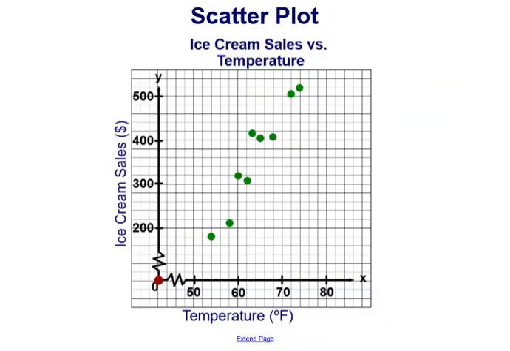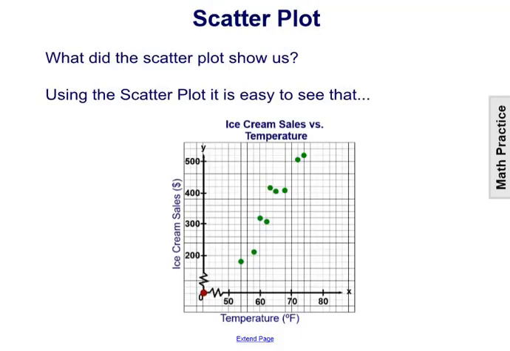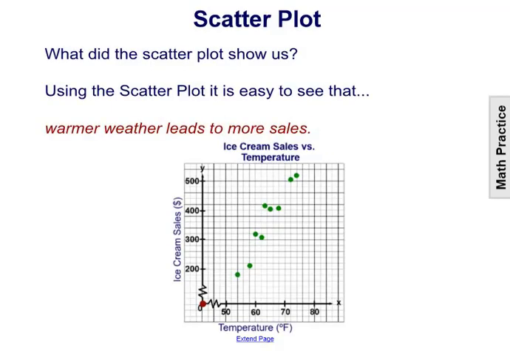We can create this scatter plot. Notice again, our x variable of temperature is on the x-axis, our y variable of ice cream sales is on the y-axis, and we can see our 10 data points are marked with these green points. Now, what did the scatter plot show us? Analyzing, look at the two variables and think about comparing them. Using the scatter plot, we can see that warmer weather leads to more sales. As the temperature increases, your ice cream sales increase, and vice versa.